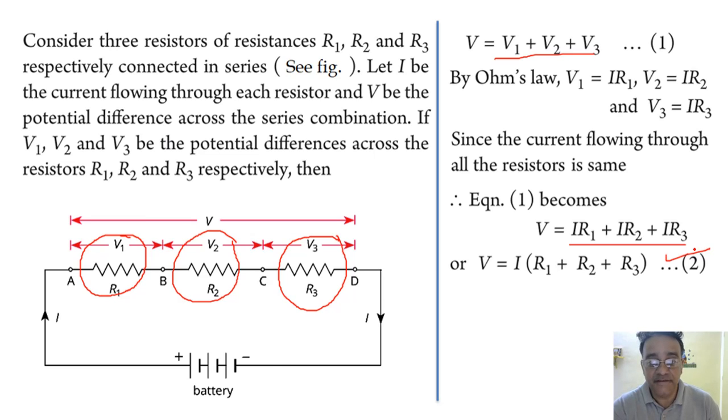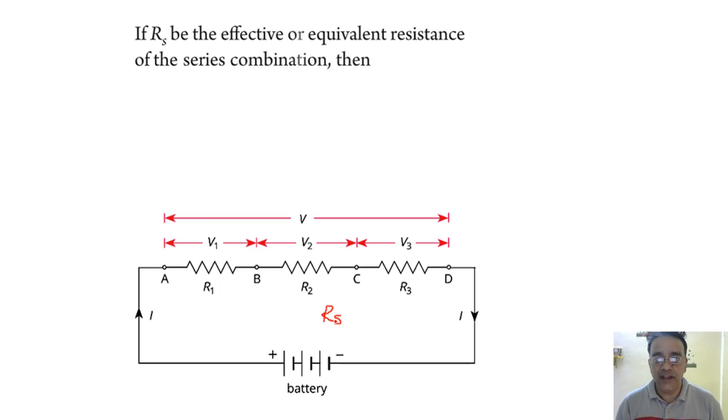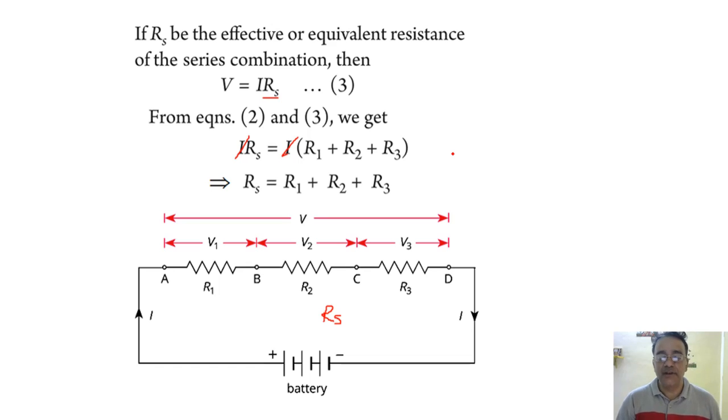Now suppose RS is the equivalent resistance of the circuit, I is the current flowing through the circuit, and V is the voltage connected with the circuit. So we can apply Ohm's law for the complete equivalent circuit, that is V is equal to I RS. Now we will compare equations 2 and 3. If we compare equation 2 and 3, I will cancel and we'll get RS is equal to R1 plus R2 plus R3. So this is the formula for equivalent resistance when three resistances are connected in series.